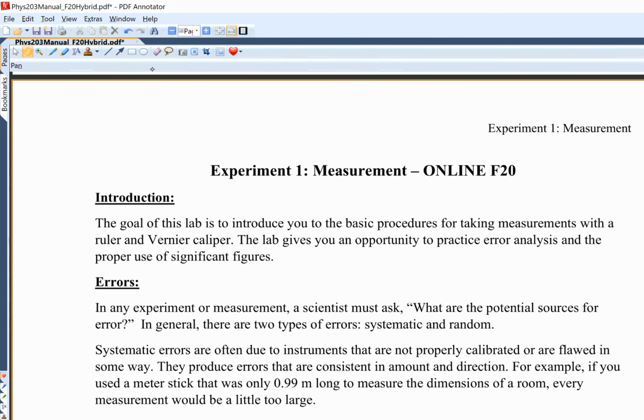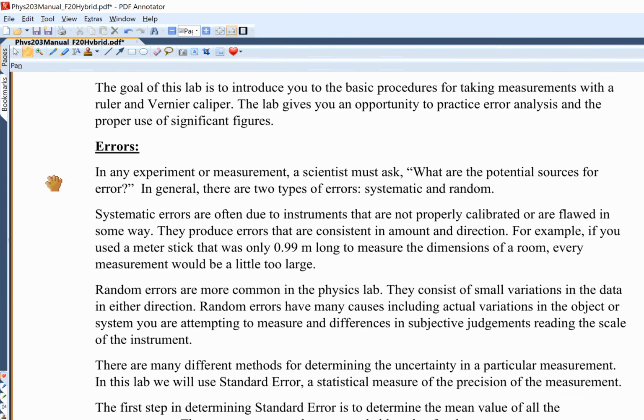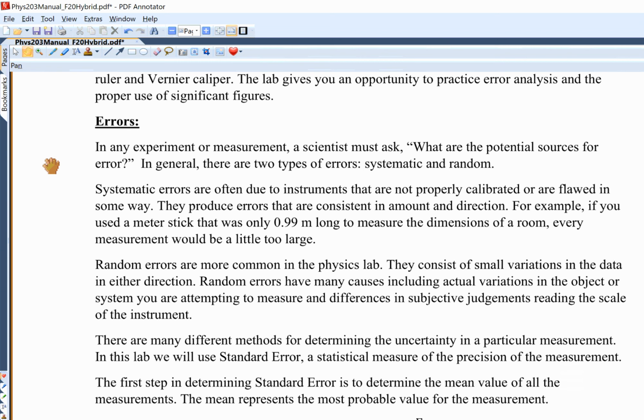So first of all, when we talk about errors, I like the word uncertainty, because an error implies that you've made a mistake, and even if you make no mistakes in your measurements, you're still going to have uncertainties. Those uncertainties will include two different types. You're going to have systematic uncertainties, and systematic uncertainties are usually due to problems in taking your measurements. It means that your instrument is not calibrated properly, or is otherwise flawed in some way.